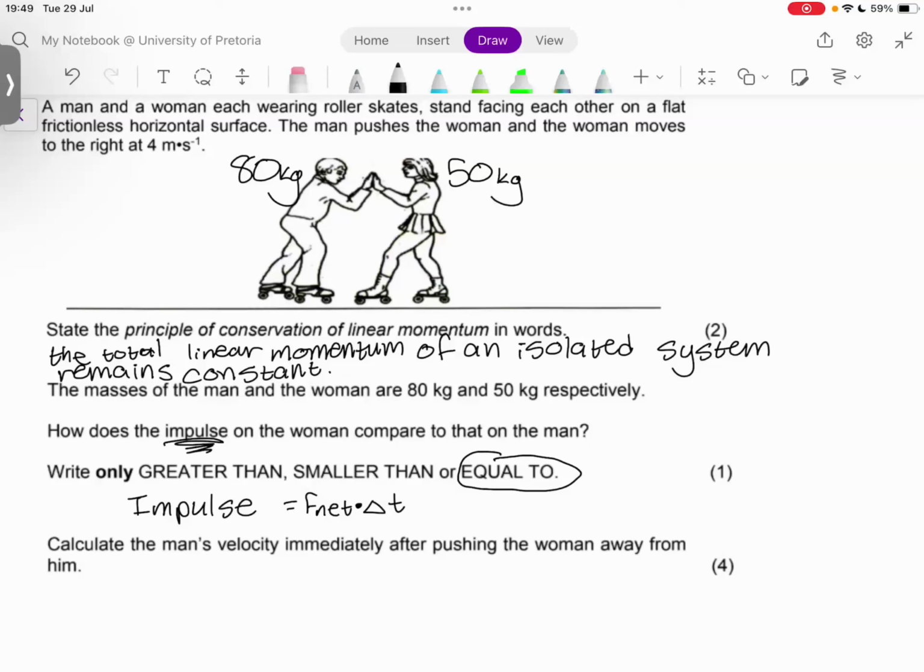Right. Impulse is a product of net force and time, right? In the beginning of the session, I did briefly go over what momentum and impulse are. So, yeah, impulse is a product of net force and time. And we see that it's not dependent on the individual properties of either the man or the woman. This is because of Newton's third law.